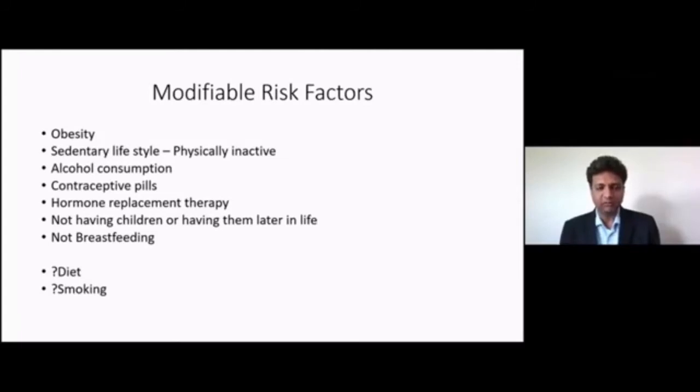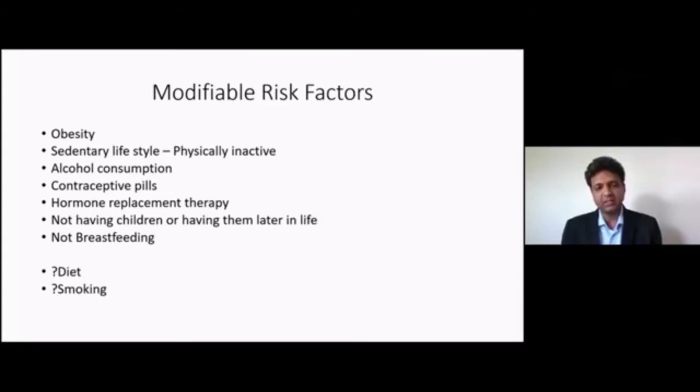I've also put not having children or having them later in life as a modifiable risk factor, because if it is possible, one should try to modify it. Or I accept that it may not always be possible to have that under an individual's control.